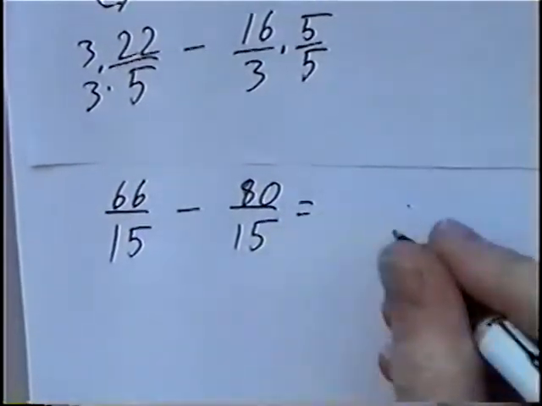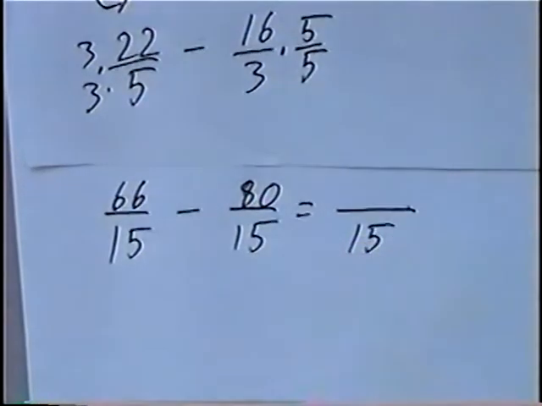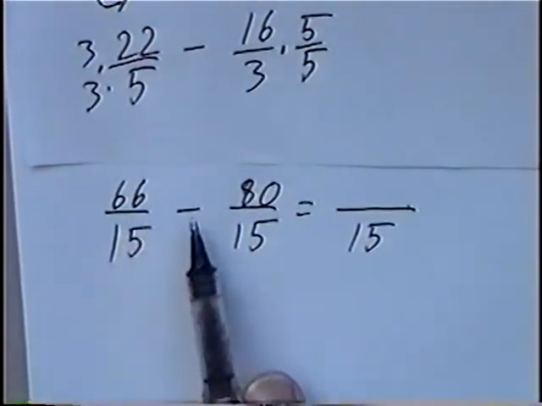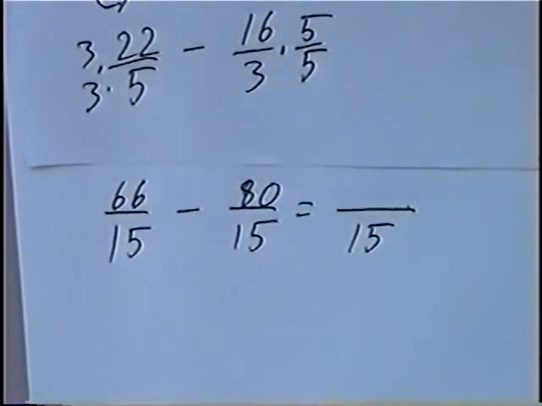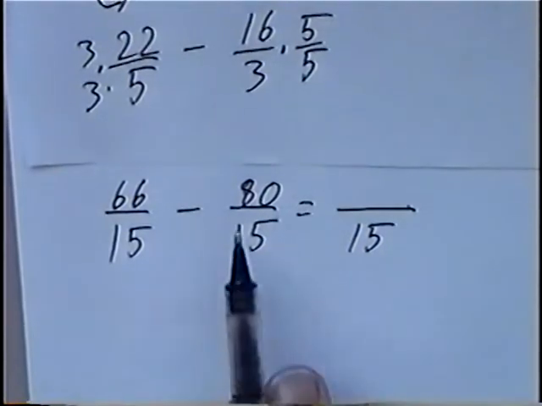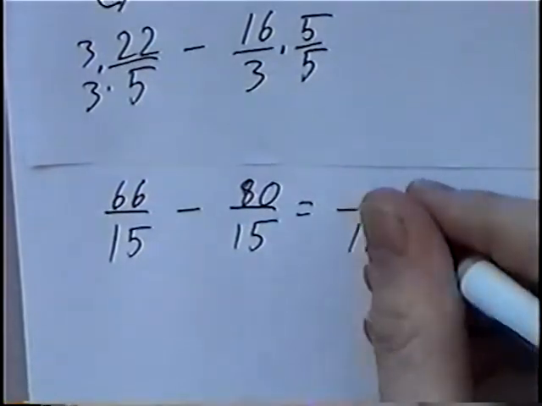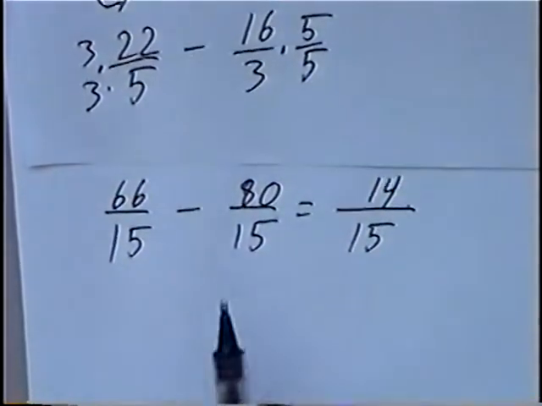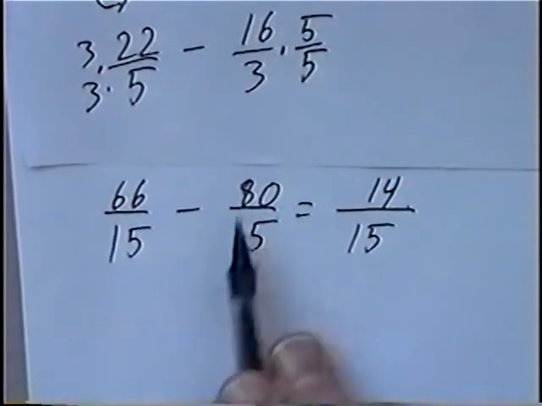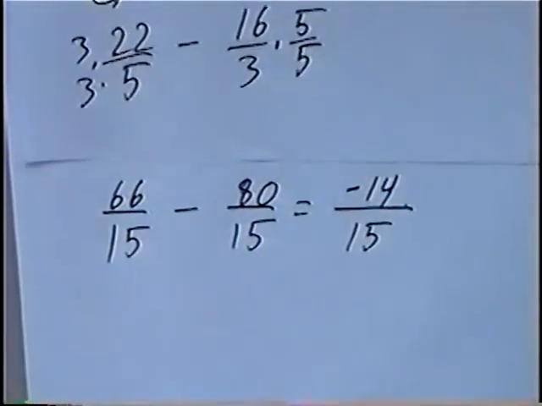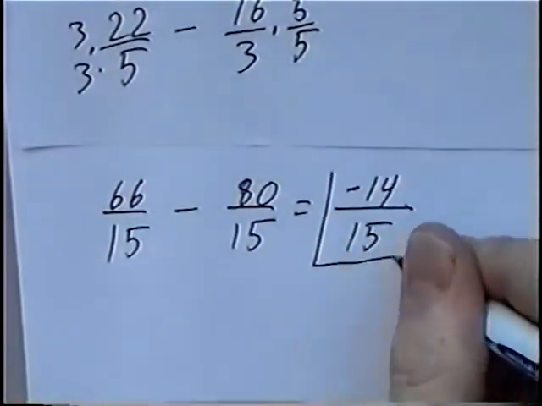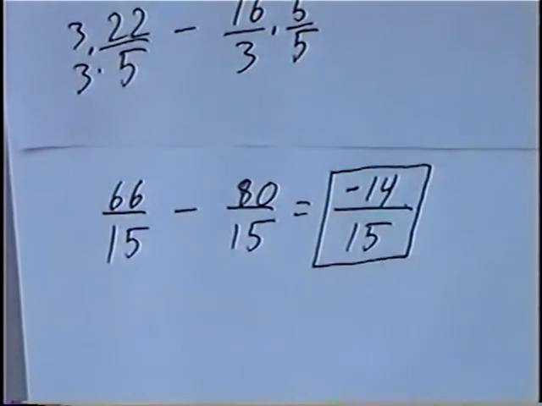Once we have these same denominators, the denominator would be the same. And we'll have 66 minus 80. We can take the bigger number 80 and subtract 66, which would be 14. And the bigger number 80 has a minus or negative sign, so our answer would be negative 14. Our final answer, negative 14 over 15.